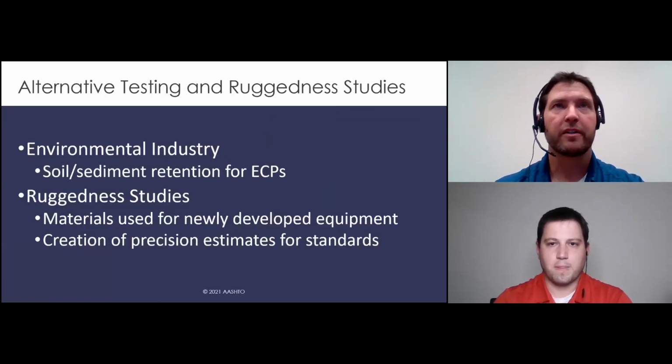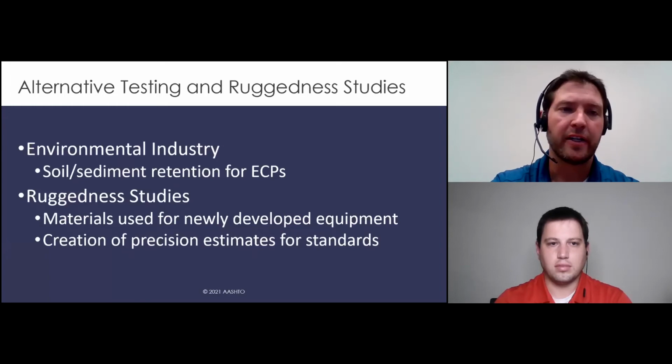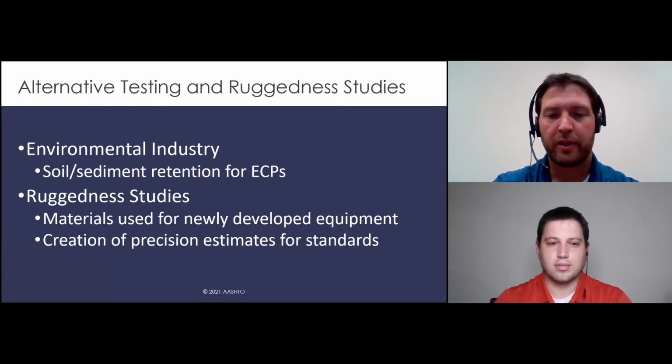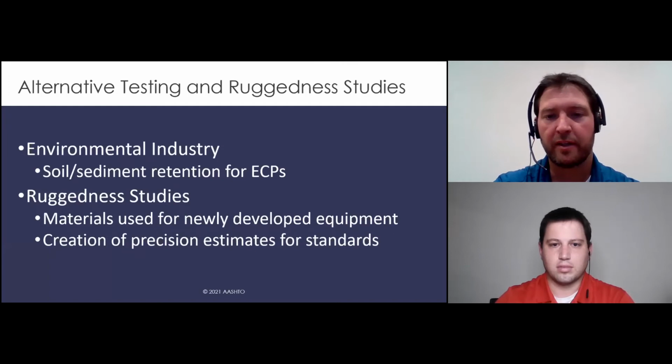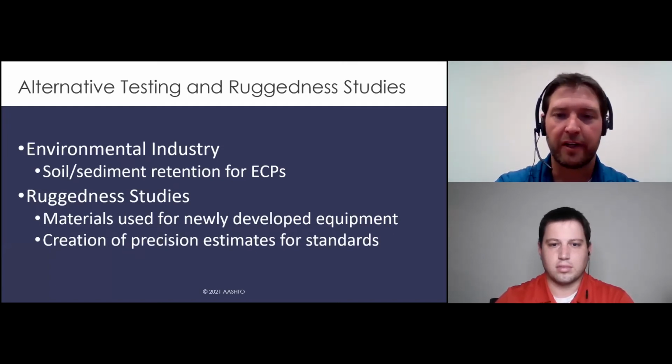And then one of the last things we're going to touch on are things like alternative testing and ruggedness studies. We've recently done some work with some environmental facilities who purchased soil samples from us for things like sediment retention devices. It was just kind of a total oddball anomaly, but they needed a soil sample of known value for different properties. And they asked us if we could provide something that was in the gradation and the USDA soil triangle that they needed. And we had a few different samples that met the criteria. So we went ahead and sent that to them.